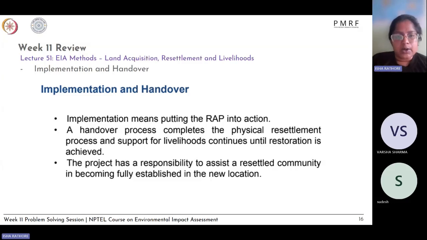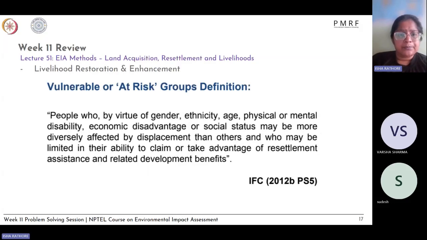So this is the complete handover, when the physical resettlement process is done and the support for livelihood continues until restoration is achieved. The project has a responsibility also to assist the resettled community. So these are people who were initially landowners on the project developer's site. Until this community has become fully established in the new location, they have to provide support and assistance in terms of getting them settled in the new location. That is the last step.